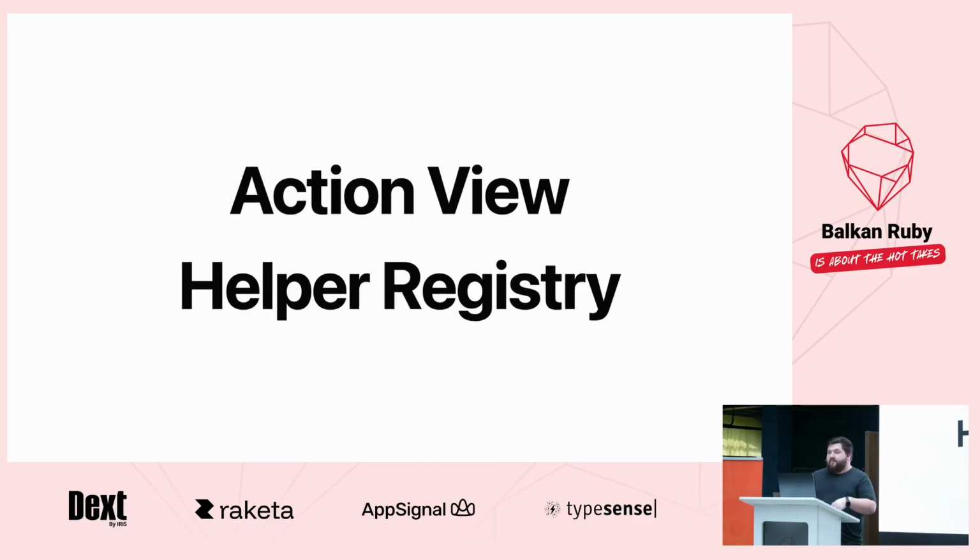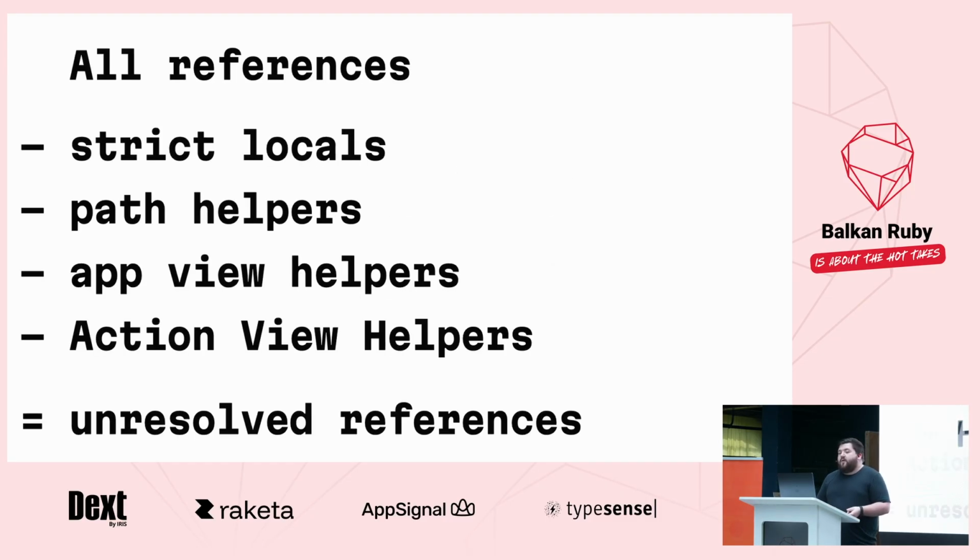So we wanted to have a registry to know about all the helpers and what they look like, what the signatures are, so we can take all our references, subtract all the strict locals, subtract all the path helpers, and all these other helpers. And what we get as a result is ideally nothing. But if we have something left over, we just call them unresolved references.